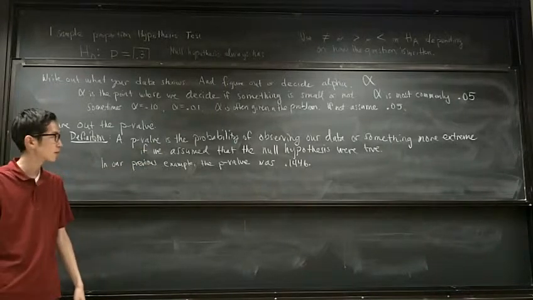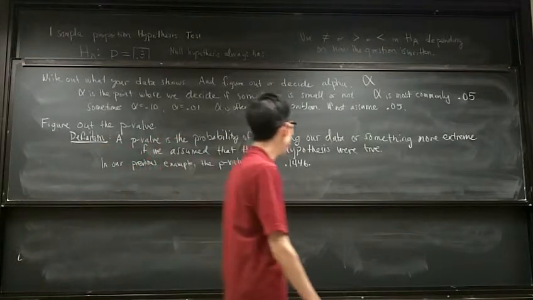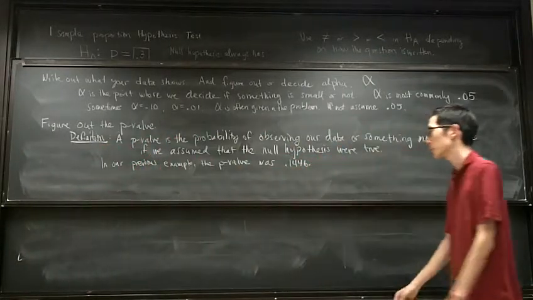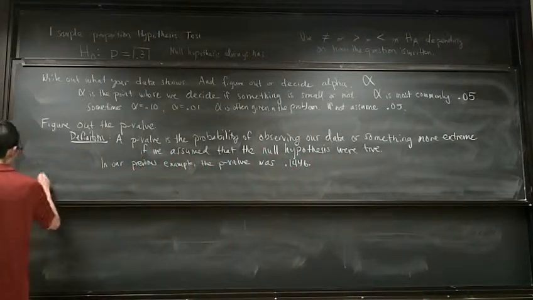Is that supposed to say "or"? The probability of observing our data or something more extreme. Yeah, or something more extreme. Okay? And then lastly, make your conclusion.